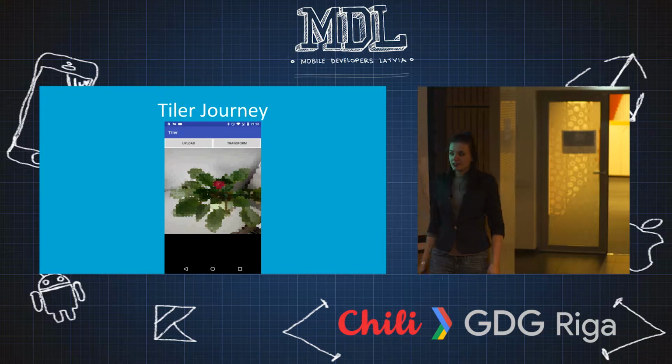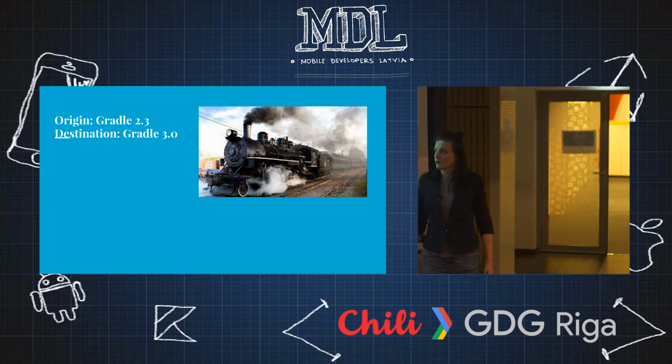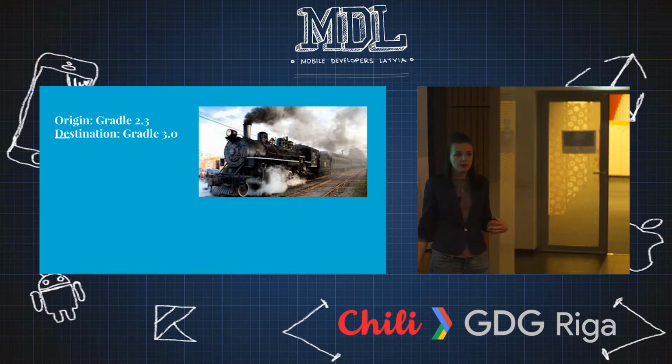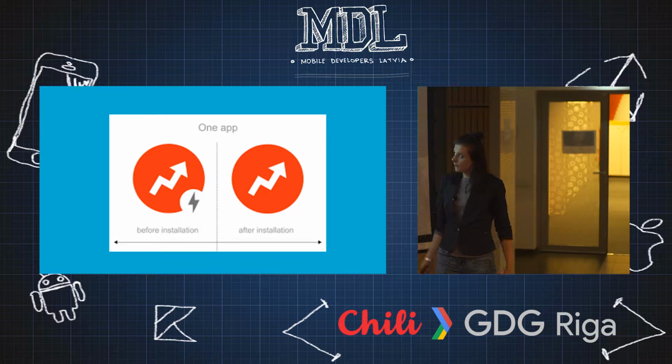Today, during this presentation, I'm going to walk you through a journey called Tyler Journey. The reason it's called Tyler Journey is because I have a small app called Tyler, and I decided to convert it into an app that can also be an instant app. The way I see this journey is a journey from Gradle 2.3 to Gradle 3.0, because a lot of what it involves is moving from 2.3 to 3.0 Gradle build tools and Gradle.